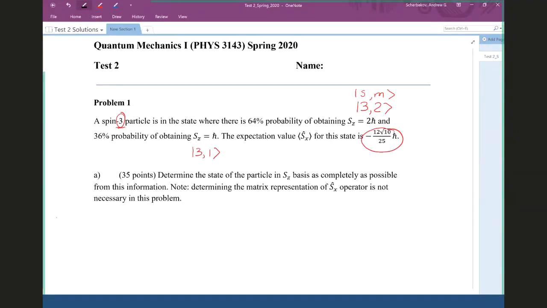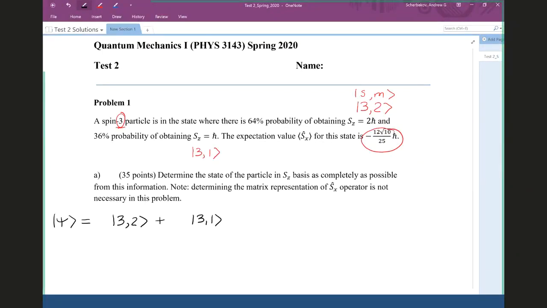We can say that psi is a linear combination of 2 states, and that is state 3,2, all right, and then state 3,1. Okay, now what are the coefficients? That's the whole idea of this problem. We need to figure out the coefficients.